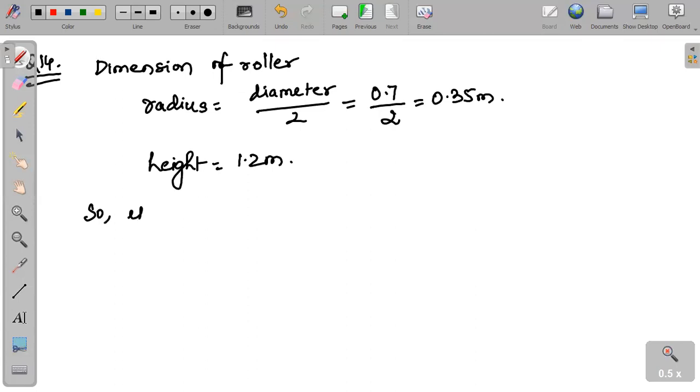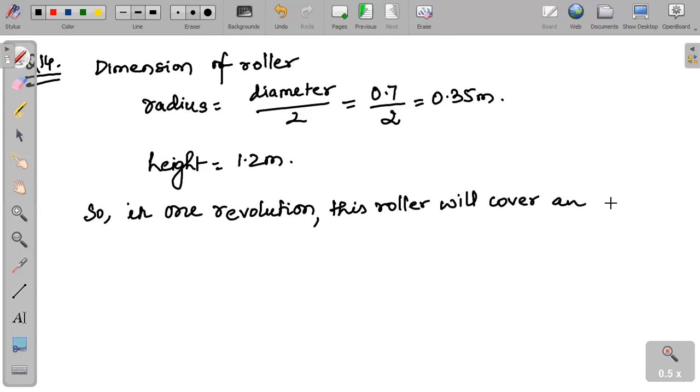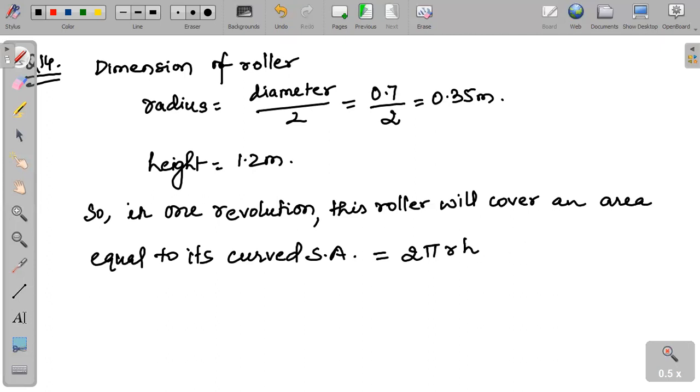So in one rotation or one revolution, this roller will cover an area equal to its curved surface area, that is equal to 2 pi RH, that is 2 into 22 by 7 into 0.35 into 1.2 meter square.